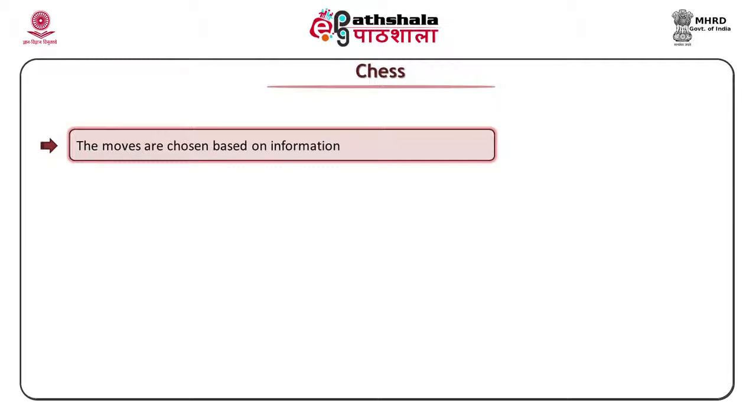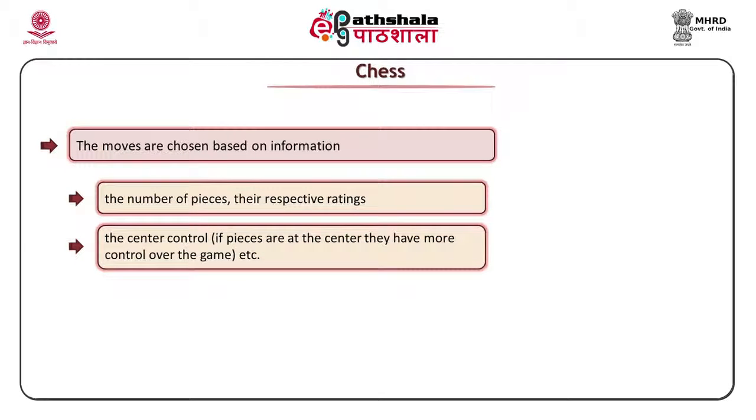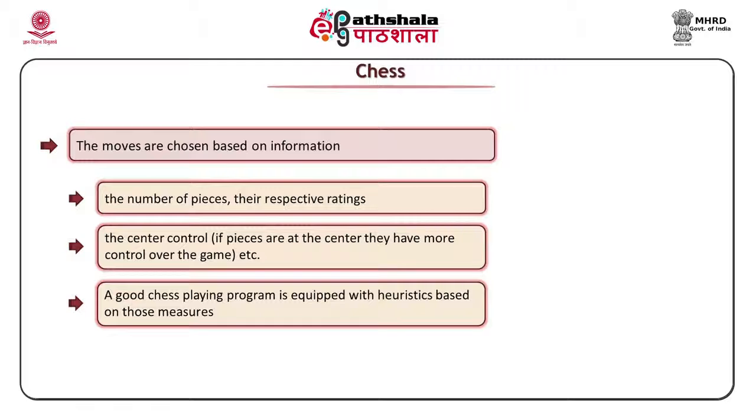Okay, and here are some heuristics that most chess programs use. Number of pieces, the respective rating. For example, queen is rated much higher than others, and king is rated much higher than everybody else, and so on and so forth.